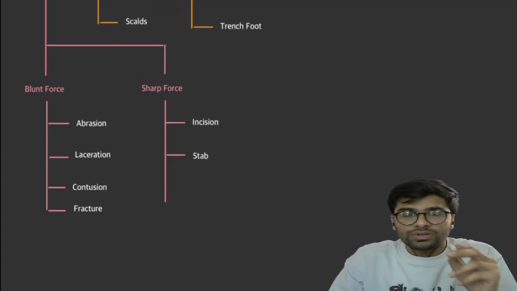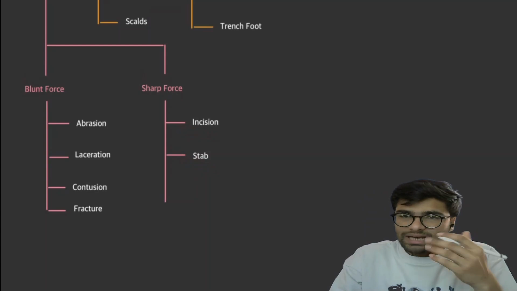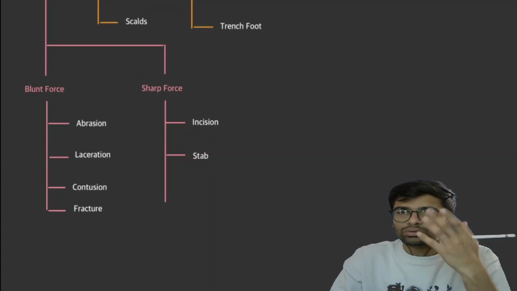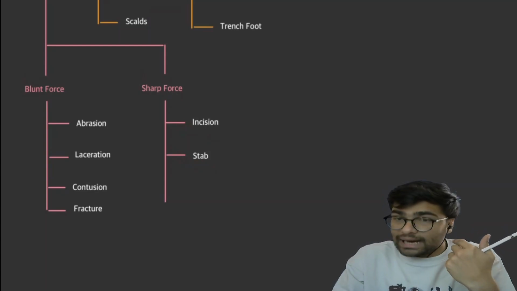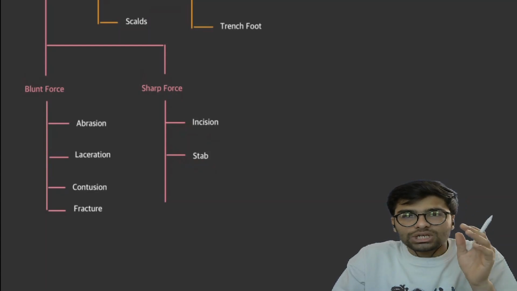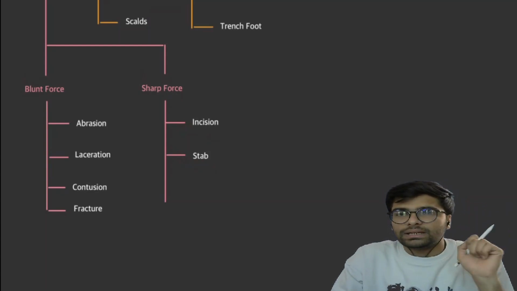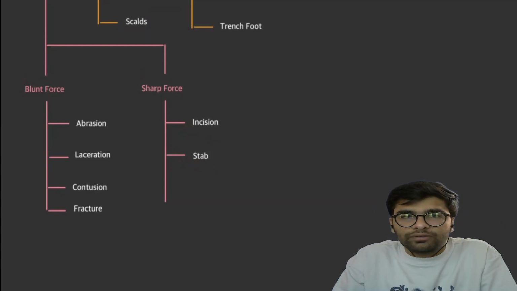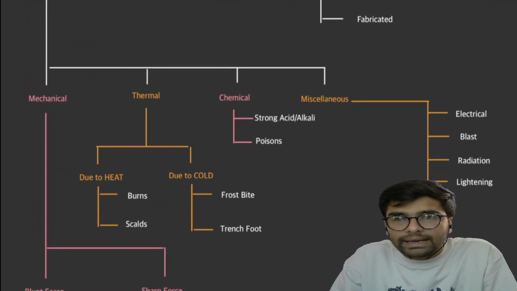Sharp force includes incision and stab. These are also very simple words. Stab means stabbing a person through any sharp object. Depth of the injury is larger than length and width. That is the stab wound. And incision means slit like cut. Okay. So these are the blunt force and sharp force. So we are done with mechanical injuries.